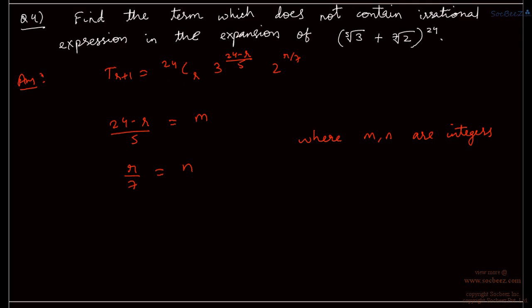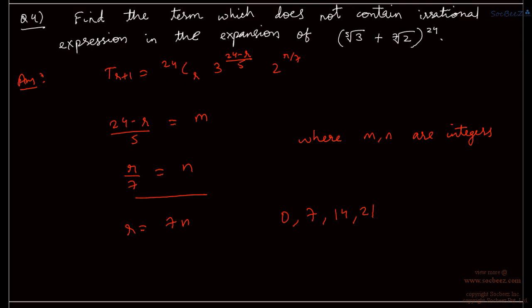Okay. So now, we know that R can take the values from 0 to 24, right? But moreover, from the second equation, we see that R is 7 times an integer, and since R can take values from 0 to 24, the only values R can now take are 0, 7, 14 and 21, right? So only these 4 values.